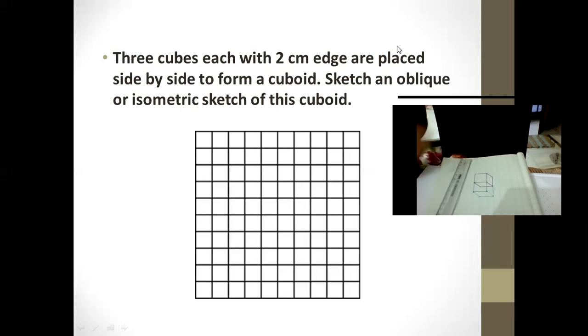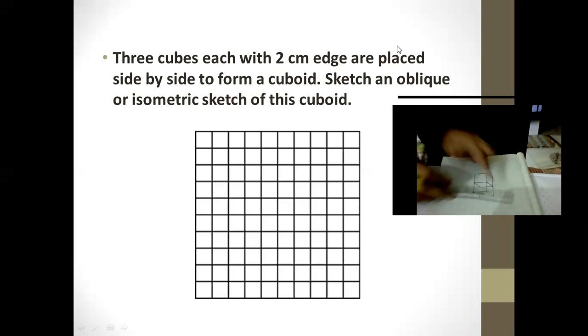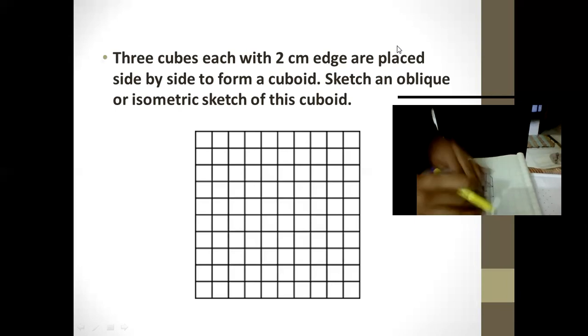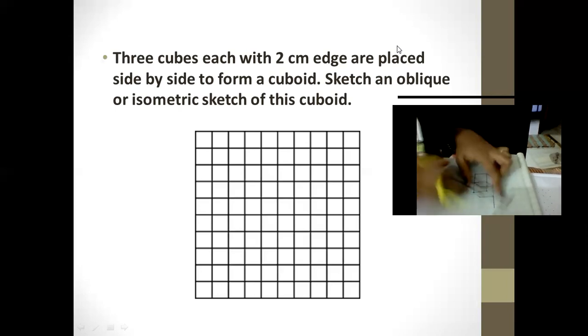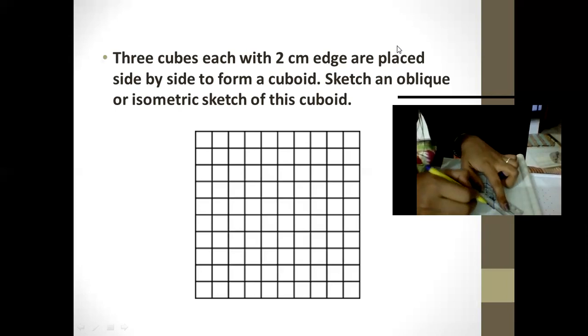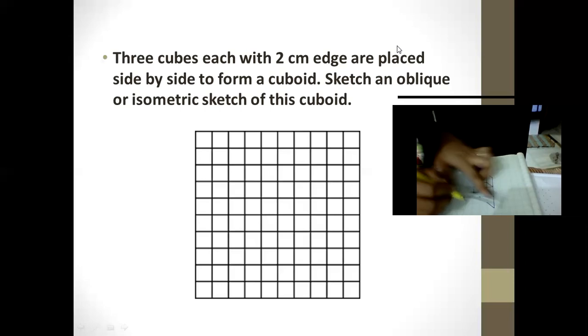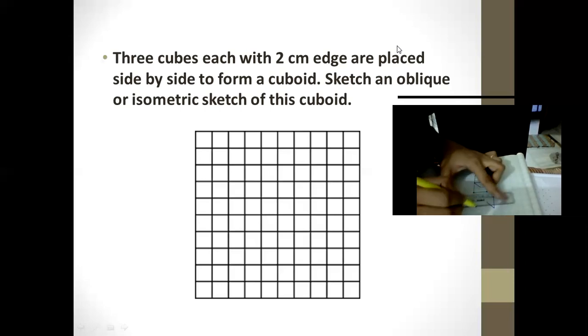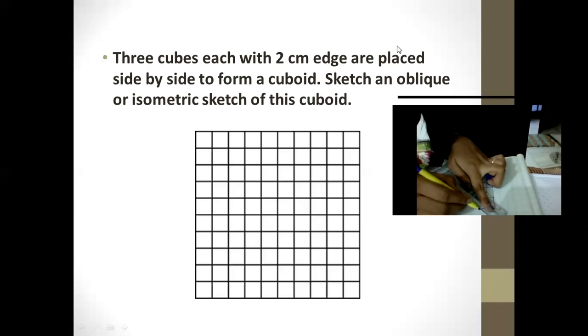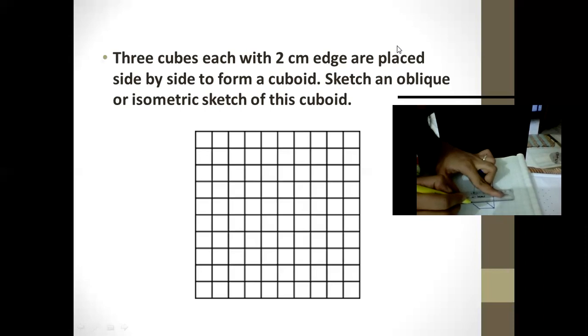Okay, now I'm drawing the third one with another color so that you could have an idea which three cubes are drawn and joined side by side. So now, after drawing a cube so many times, we have got an idea how we can draw a cube, isn't it, students? It's not that difficult now.